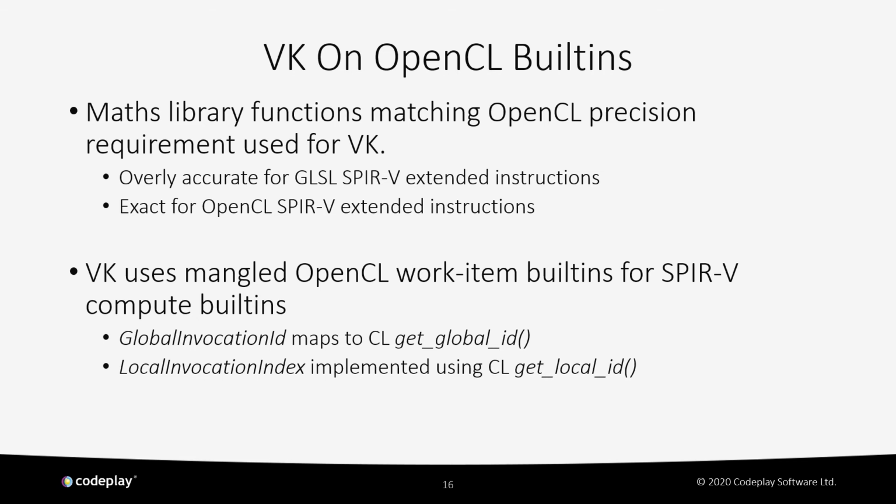And another shortcut we use is to use some of our OpenCL work item built-ins for the SPIR-V compute built-ins. So things like global invocation ID and local invocation index are implemented using the mangled names for get global ID and get local ID, and that means that any customer teams that have optimal implementations of these just need to implement them once, and then both Vulkan and OpenCL will work on top of them. So it's nice not having to define these things more than once.